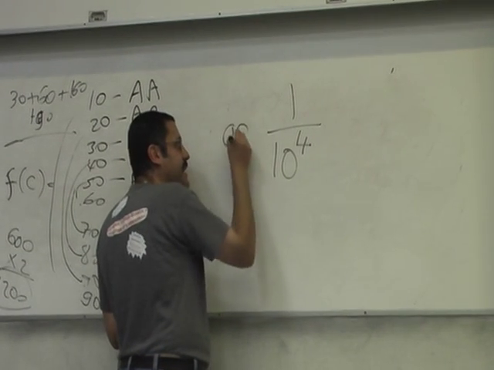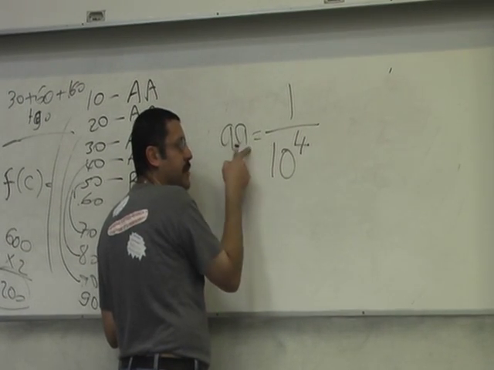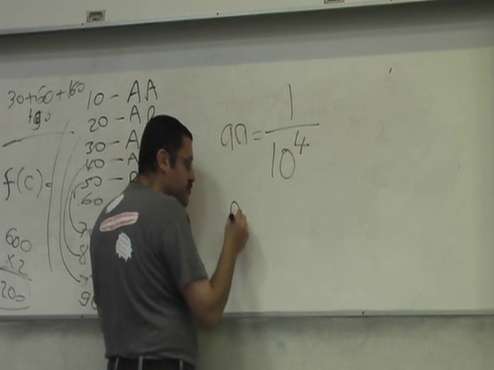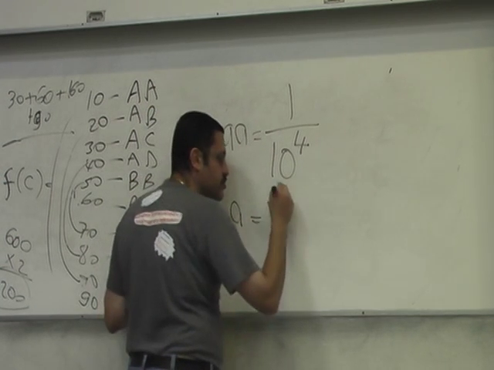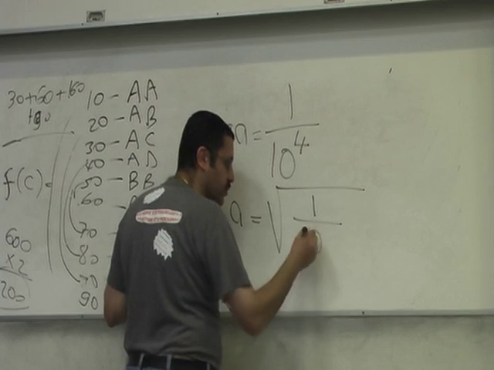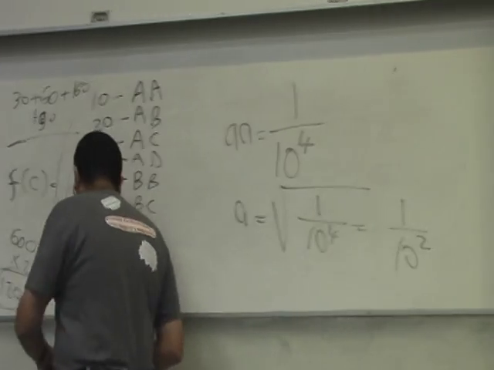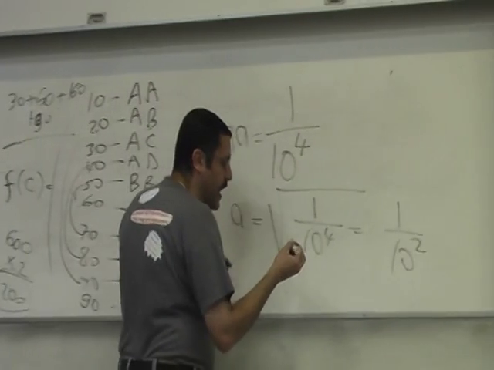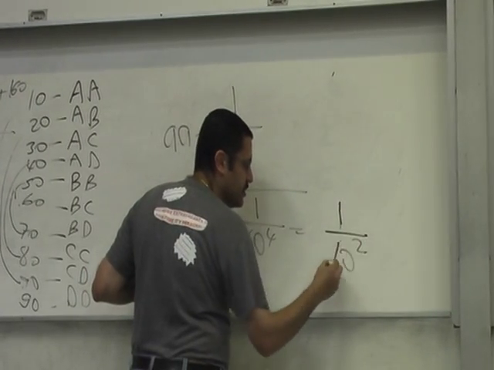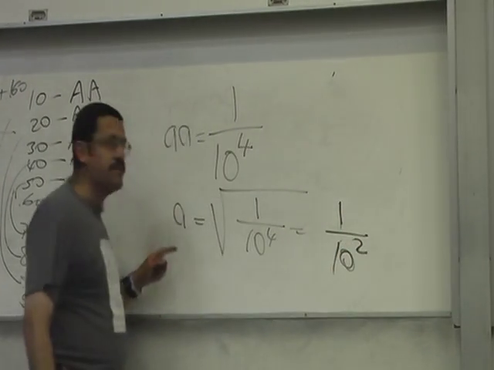So that is a little a. These are the albinos. So the a is what? a is root 1 over 10 to the 4, which is 1 over 10 squared. 1 out of every 100 is going to be the frequency of the allele.